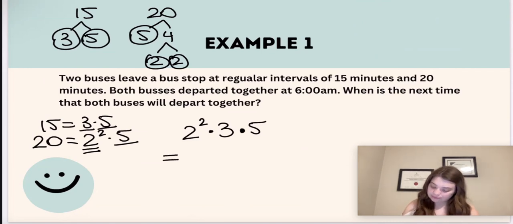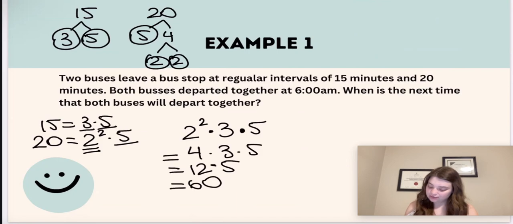So 2 squared is 4, so this is just going to be 4 times 3 times 5. 4 times 3 is 12, so 12 times 5. And 5 times 12 is 60. So therefore the answer is 60. So to answer when is the next time that both buses will depart together, it's going to be 60 minutes or 1 full hour after 6 a.m. So that means the answer is 7 a.m. That at 7 a.m., 1 hour later or 60 minutes later, both buses will depart together again.